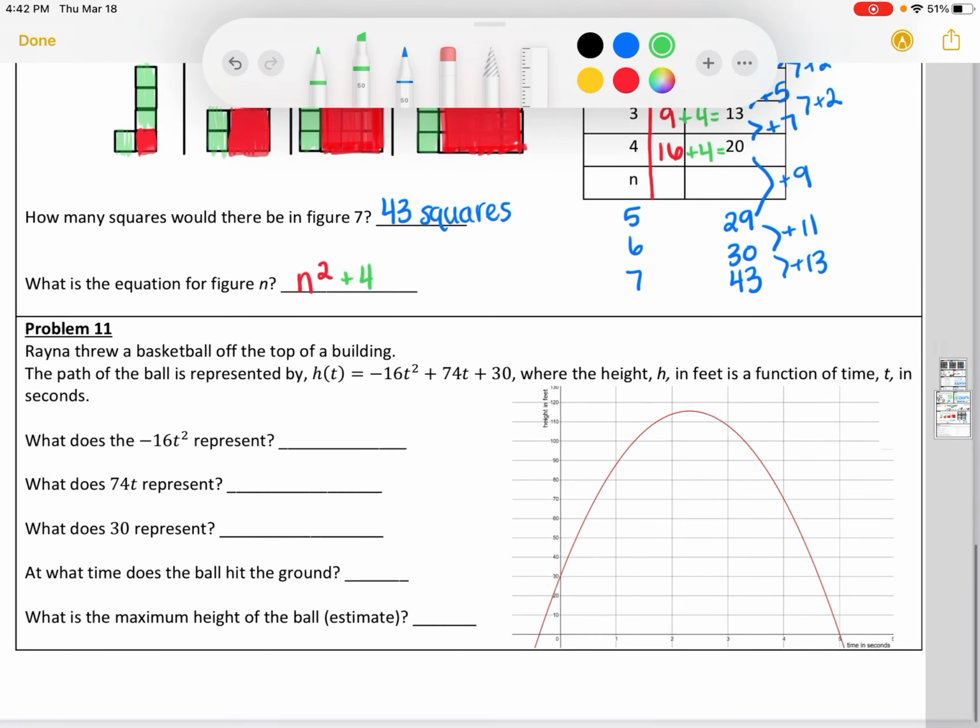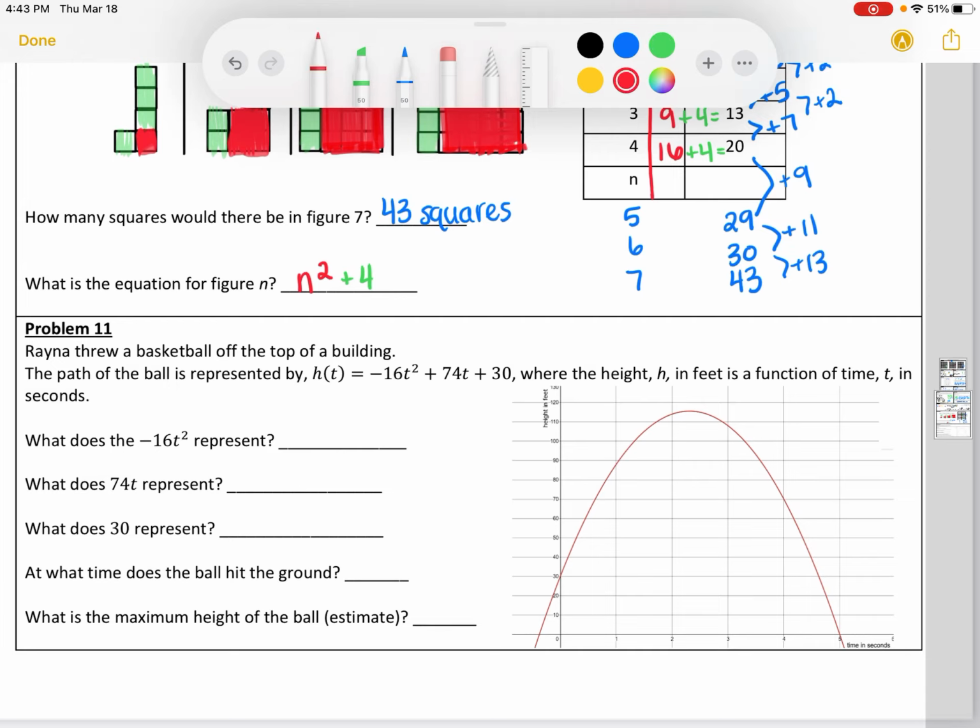Okay, last one. This one should be quick. This is the most recent thing we've learned. Problem 11. Raina threw a basketball off the top of a building. The path of the ball is represented by h of t equals negative 16t squared plus 74t plus 30, where the height h in feet is a function of time, t in seconds.